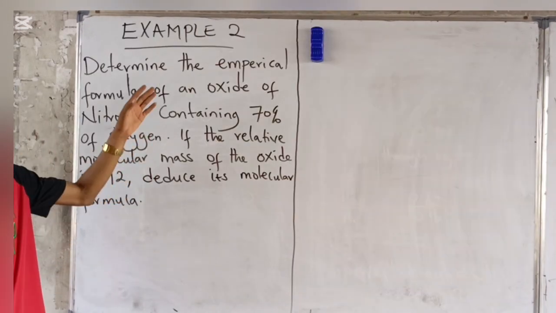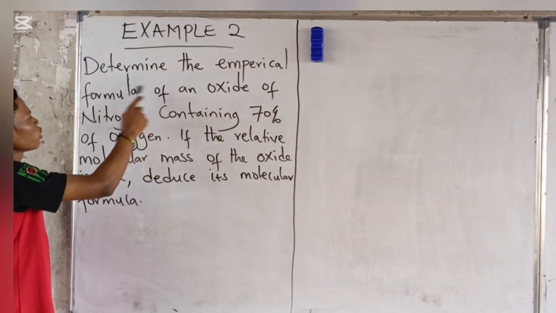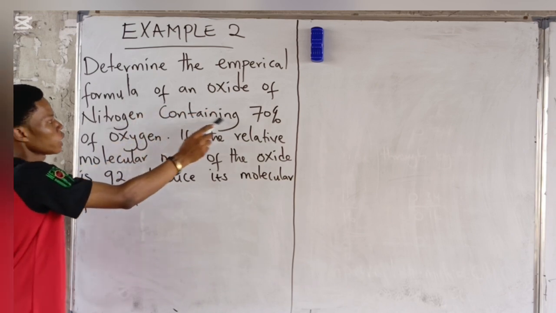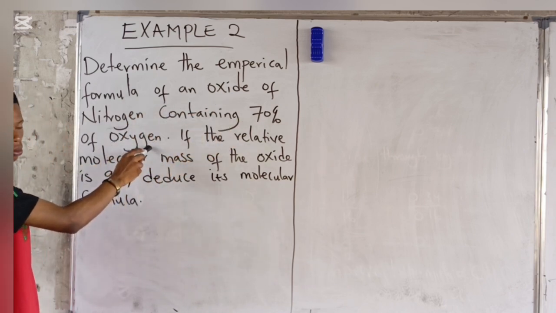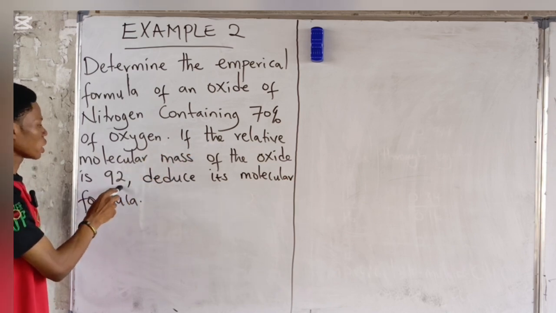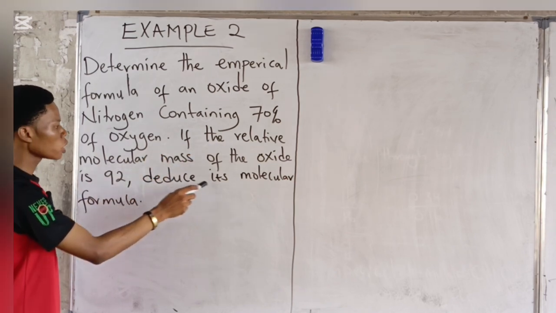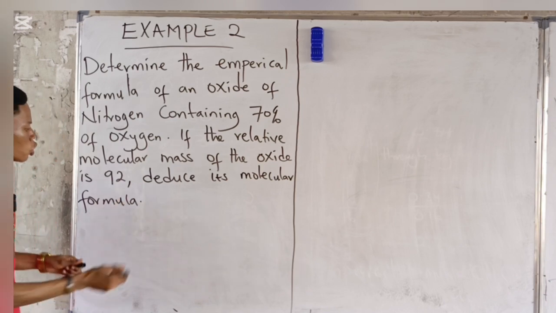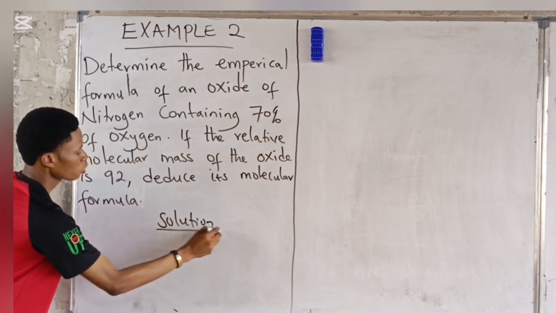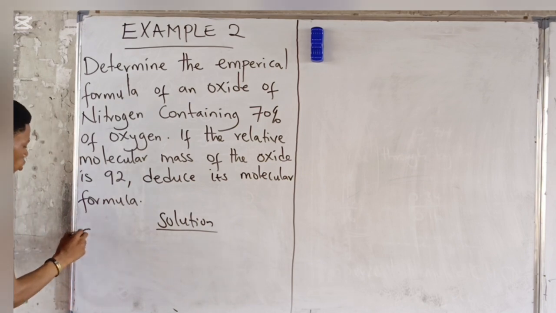Alright, so example 2. Determine the empirical formula of an oxide of nitrogen containing 70% of oxygen. If the relative molecular mass of the oxide is 92, deduce its molecular formula. So we're going to solve this together now. So let's start with the empirical formula.